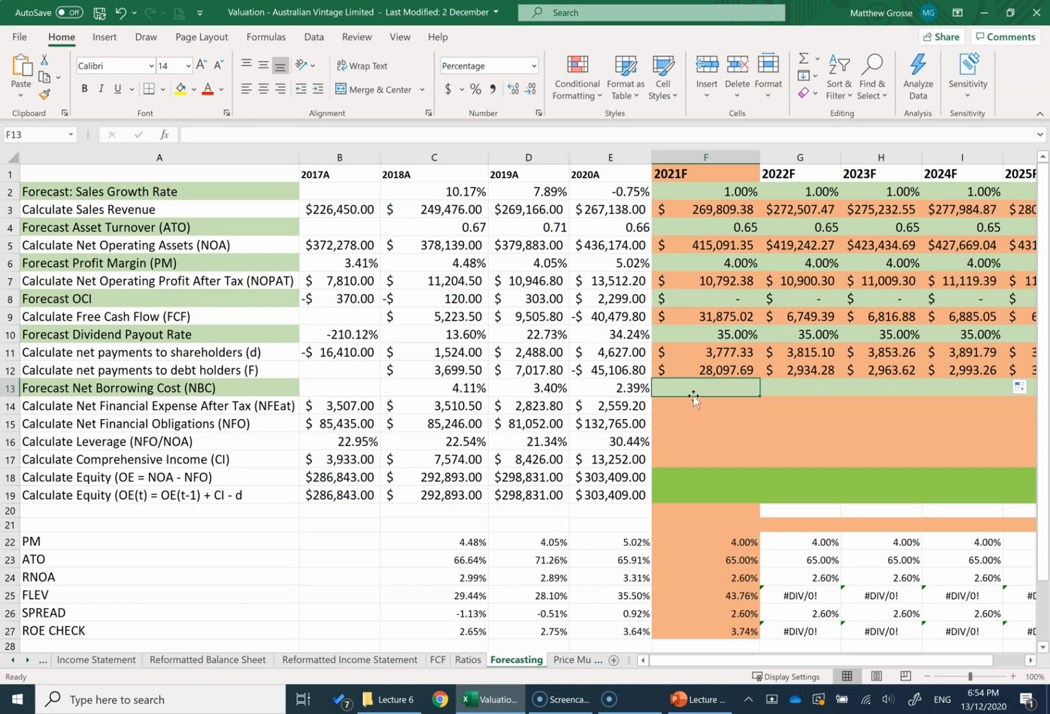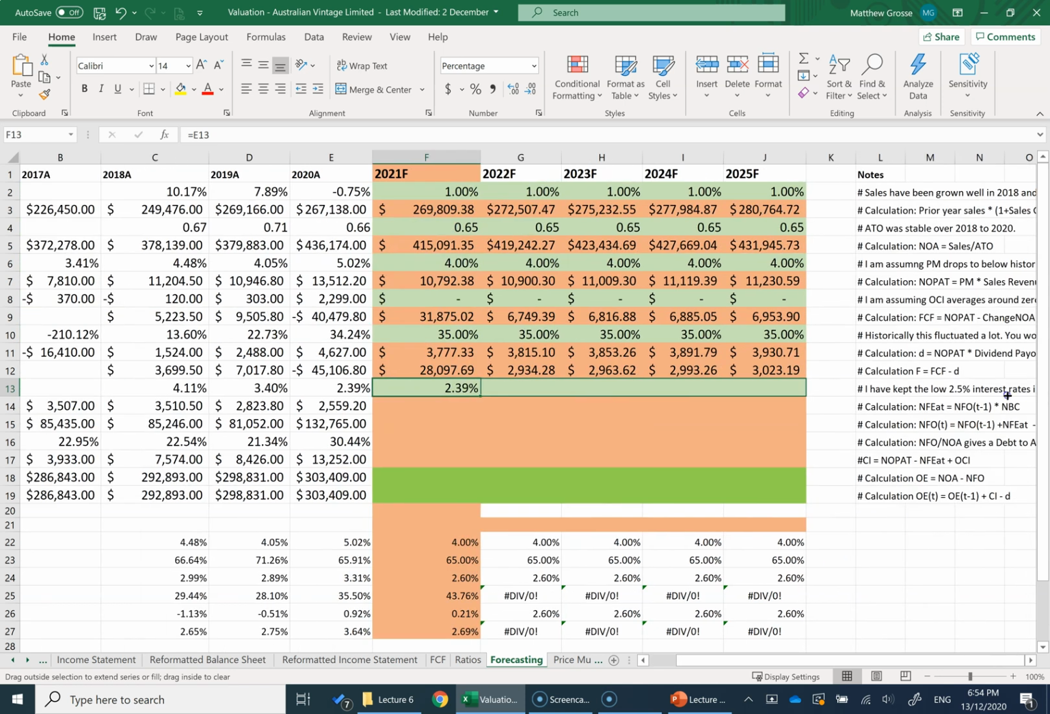Next up, I'm going to forecast my net borrowing cost. The net borrowing cost is the interest rate you'd pay on your borrowings. I'm just going to use my recent year one. We've seen over this company's last few years, the interest rate has decreased, and that would be consistent with an industry analysis. I'm just going to assume that the interest rate stays low for the next few years.